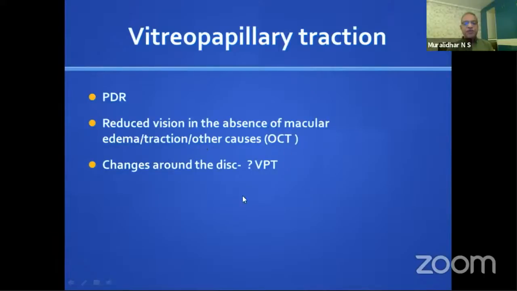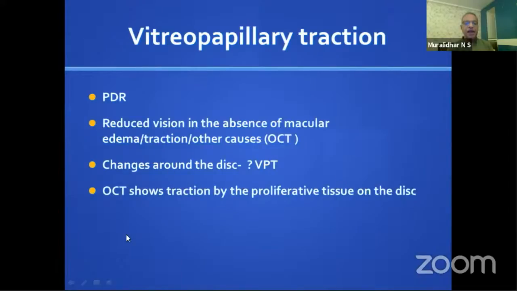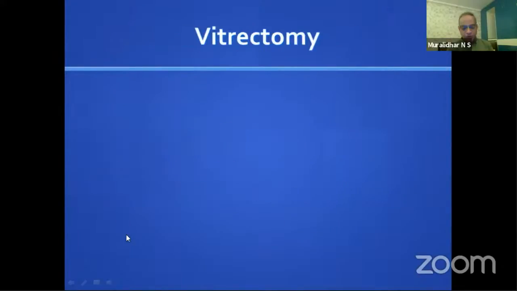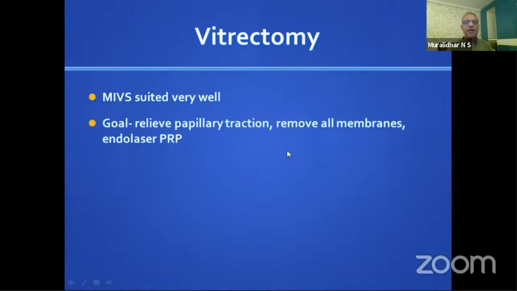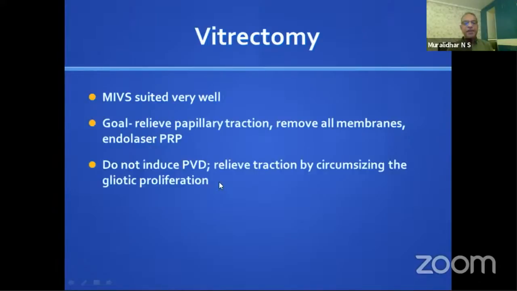And most of the changes were around the disc, and therefore we concluded it's a vitreopapillary traction. And OCT is a very good tool to really pick up these vitreopapillary tractions. And vitrectomy, of course, is general. It's nothing special in these patients. MIVS is suited well. The goal is to relieve papillary traction, remove most of the membranes, and endolaser PRP.